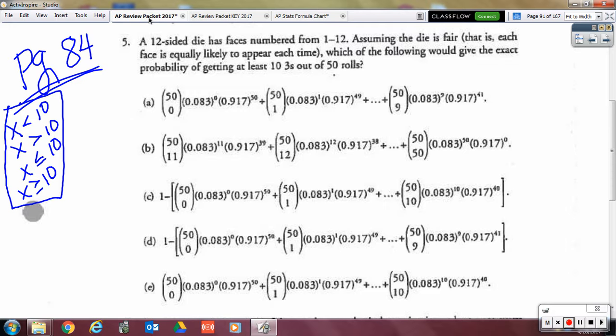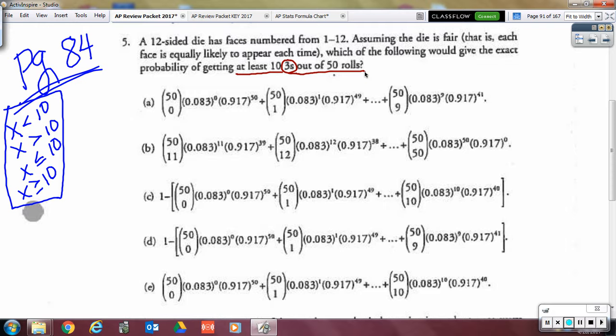because among the answer choices, one gives x is greater than 10, one gives x is less than 10, one gives x is at most 10, and one of them gives at least 10. So these 5 answers give the whole gamut of possibilities of how to represent things with the formula. Okay, let's take a look at it. A 12-sided die, so we know it's a fair die, numbered 1 to 12. Which of the following gives the probability that you get at least 10 threes out of 50 rolls?